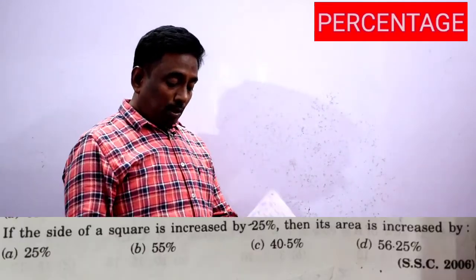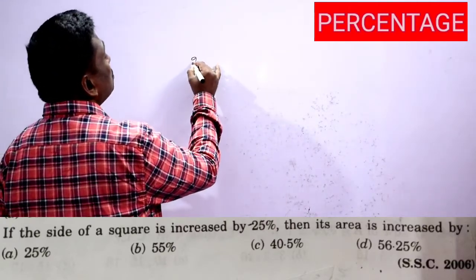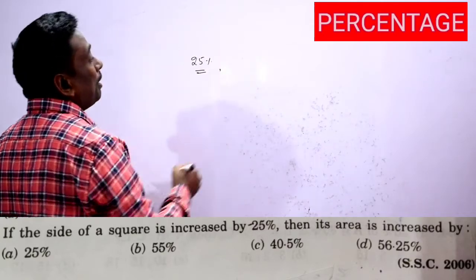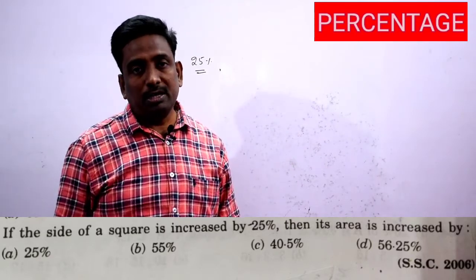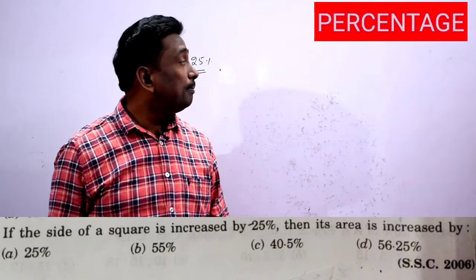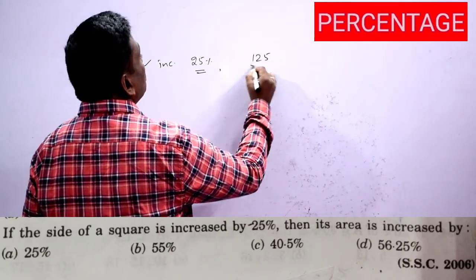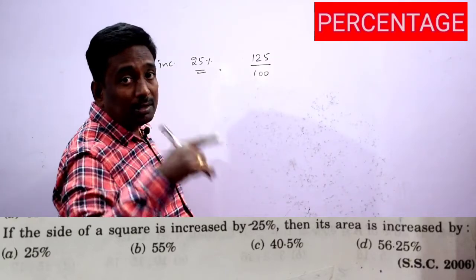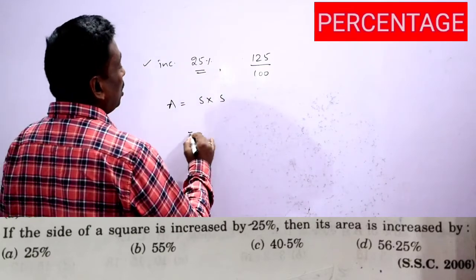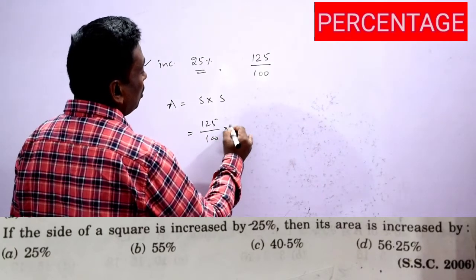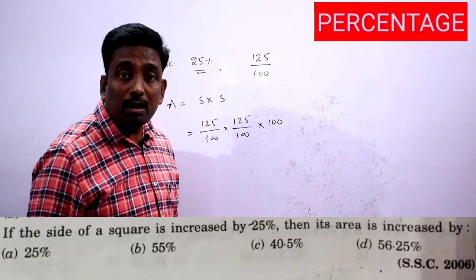The next problem is given here. If the side of the square is increased by 25%, then find the area is increased by how much percent? Here, the side of the square is increased by 25%, what is your fraction? Increased means 100 plus. What is the formula to find the area of the square? Side into side. That's why you directly take 125 by 100 into 125 by 100. If you want to represent this value in the form of percentage, multiply with 100.